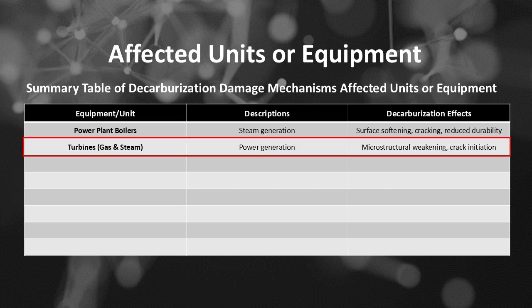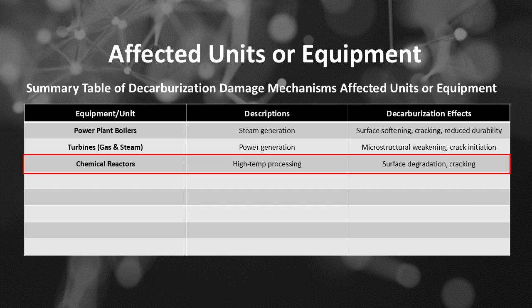For the turbines, gas and steam, described as power generation, decarburization effects are microstructural weakening and crack initiation. For the chemical reactors described as high-temperature processing, decarburization effects are surface degradation and cracking.